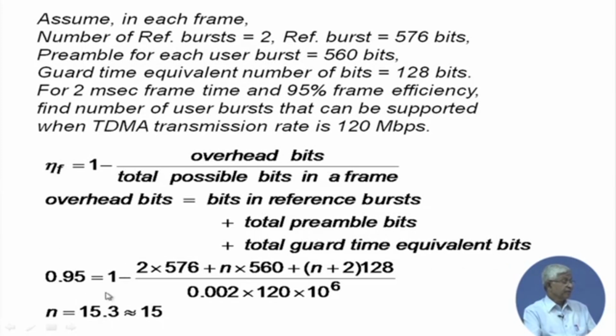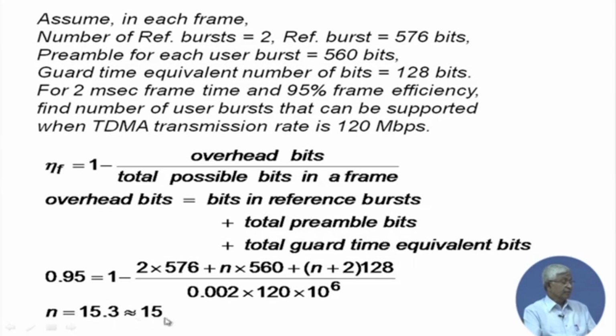The efficiency is 0.95, 1 minus 2 times the reference burst, 2 into 576, n times the 560 bits, that is the overhead preamble per burst, and n plus 2 because 2 reference bursts are there. So, between reference bursts there also has to be guard time. So, n plus 2 into 128, and since n users are there, so n user bursts, so 128 guard time. So, n plus 2 times the guard bits divided by the bit rate multiplied by the frame time. So, here n comes out to be 15.3.